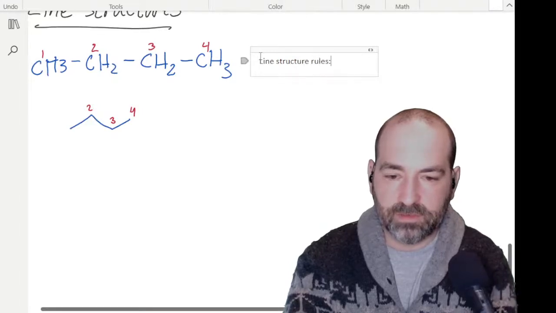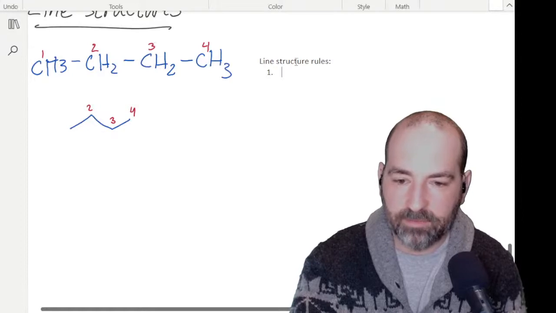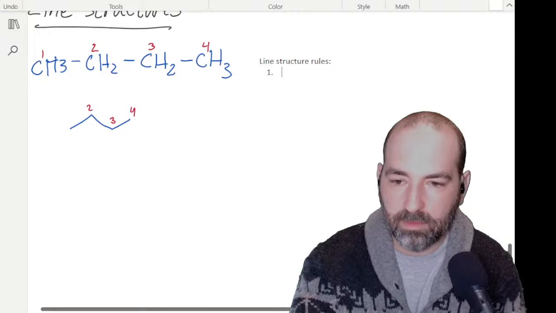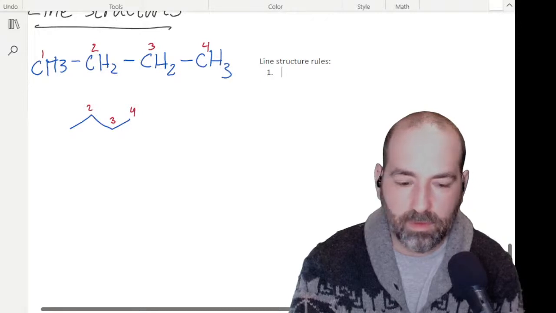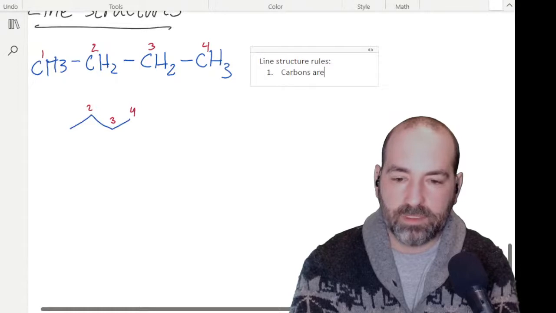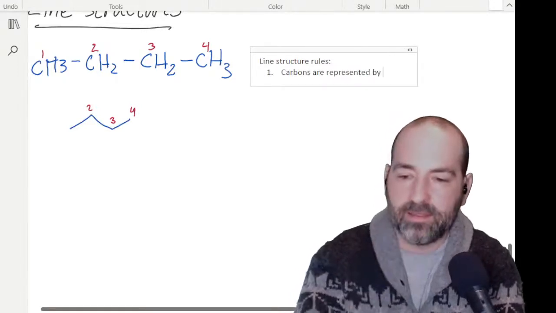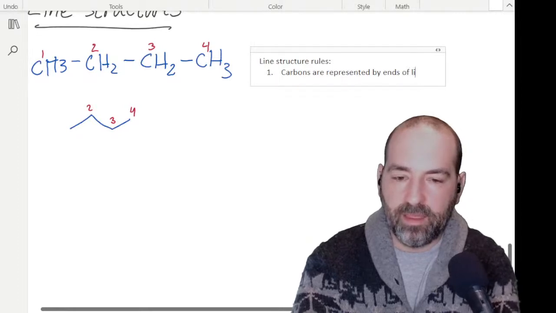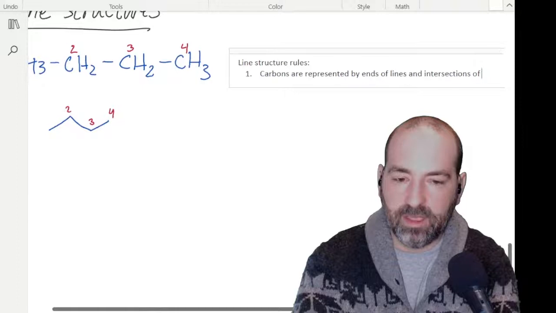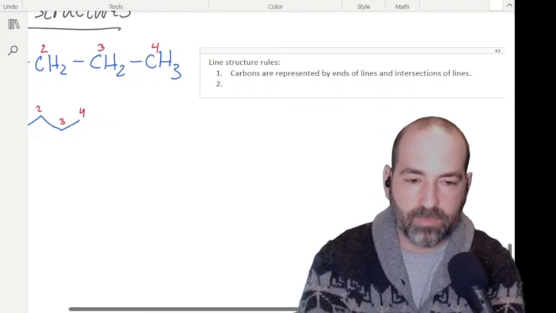Line structure rules. This might be a little hard to see on the video, but you can see it in Teams. Line structure rules. 1, carbons are represented by ends of lines and intersections of lines.